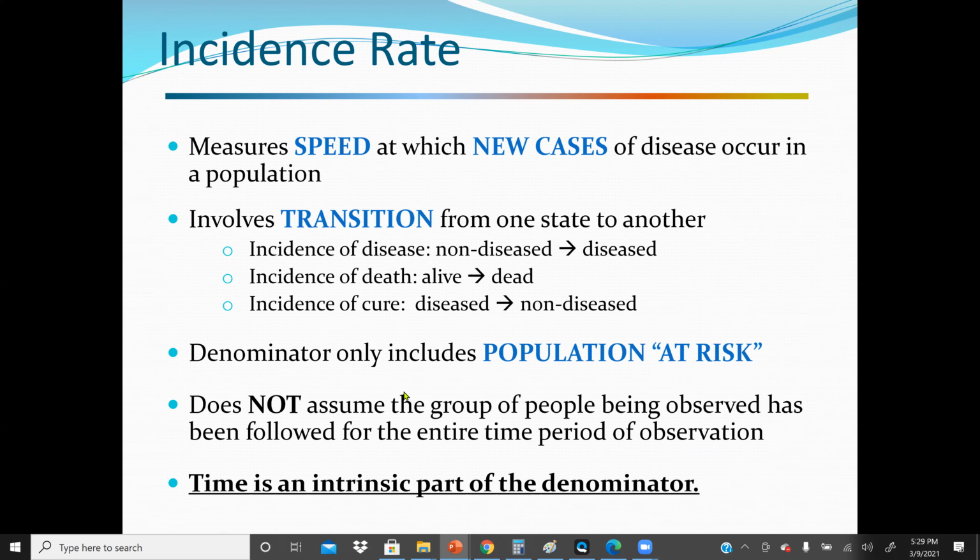So the denominator only includes the population at risk. Here we do not assume the group of people being observed has been followed for the entire time period of observation. That would be the cumulative incidence.